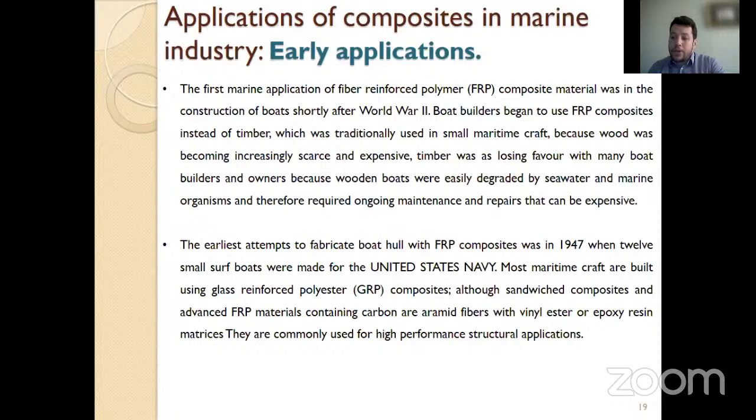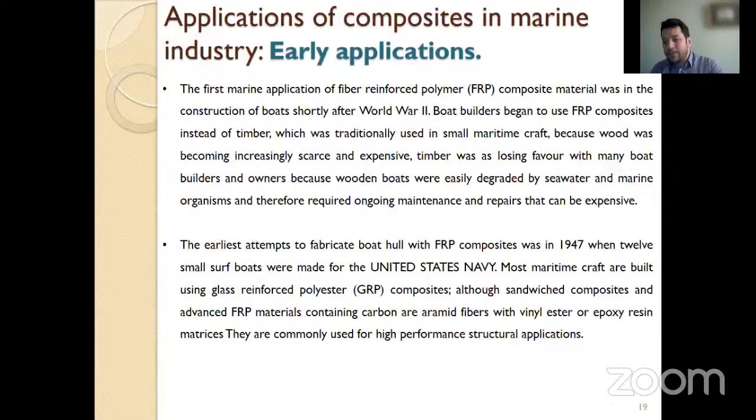For the early application of this composite in the marine industry, the first marine application of fiber reinforced polymer composite material was in the construction of boats shortly after World War II. Boat builders began to use fiber reinforced polymer composite instead of timber, which was traditionally used in small maritime crafts, because wood was becoming increasingly scarce and expensive. Timber was losing favor with many boat builders and owners because wooden boats were easily degraded by seawater and marine organisms, and therefore required ongoing maintenance and repairs that can be expensive and cost a lot for the owners of small boats.